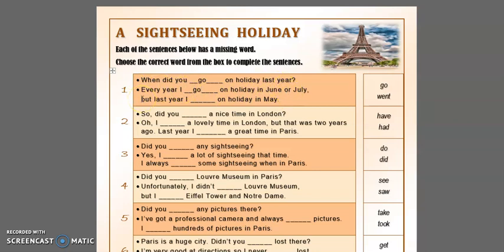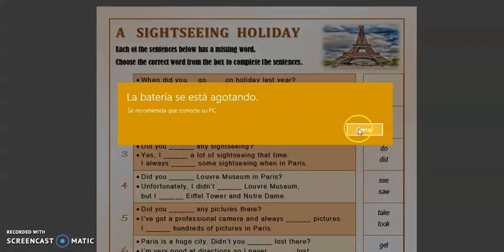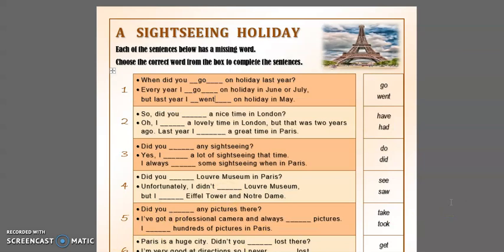But, y aquí viene la aclaración, last year, el año pasado, y esto ya nos señala que el resto de mi oración tiene que ir en pasado. Last year, I on holiday in May. ¿Cuál de estos dos está en pasado? Went. Entonces escribimos went. Y ya resolvimos nuestro primer ejercicio. When did you go on holiday last year? Every year I go on holiday in June or July, but last year I went on holiday in May.